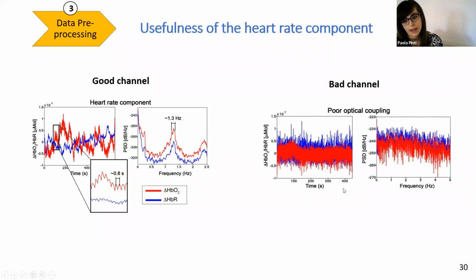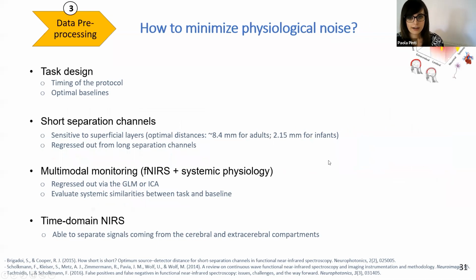Whereas where we don't have as good optical coupling, as in the case on the left, what we get is a noisy signal with a flat spectrum, where we cannot identify any of the main physiological components of the fNIRS data. So this can roughly be an indicator that informs us on the quality of the fNIRS signals that we have recorded.